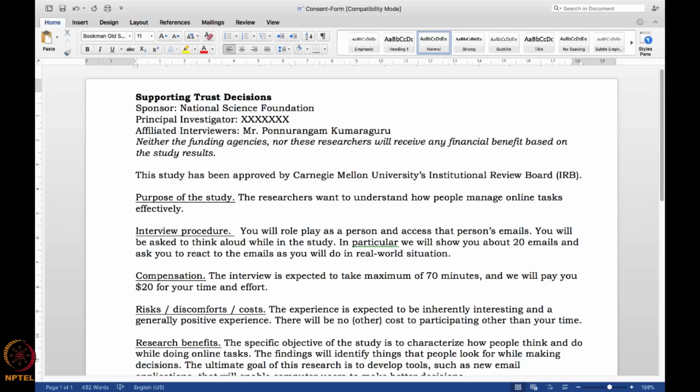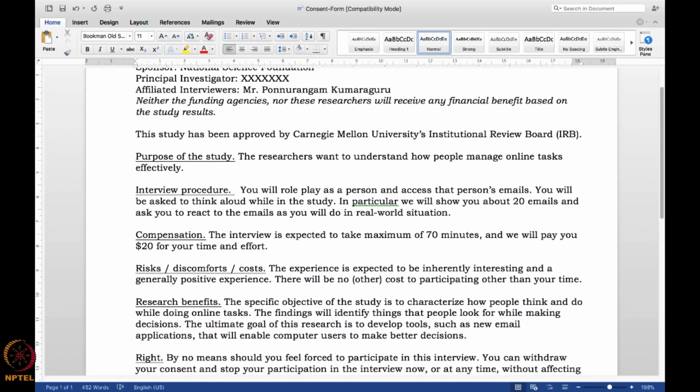So here it gives the project title and the principal investigator who are involved. This study has been approved by so-and-so, then the purpose of the study. If you look at it, these lines are basically a condensed version of what is in the proposal and application. The researchers want to understand how people manage online tasks. Interview procedure: this is what will happen. 20 emails will be shown to you and you have to react to them. Compensation: it will take approximately 70 minutes and we'll pay you $20.